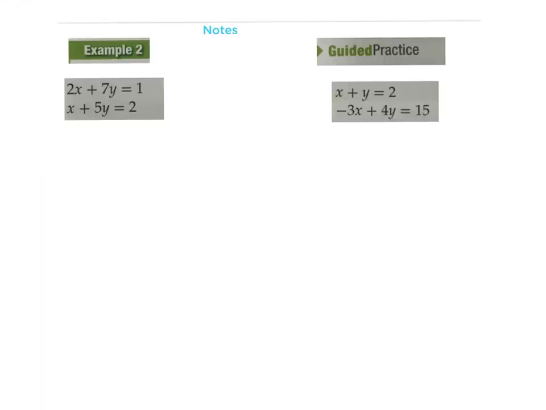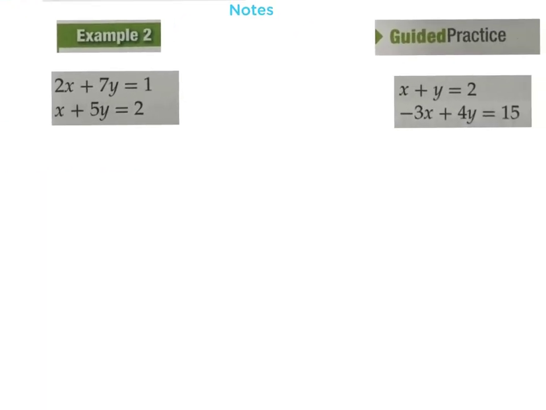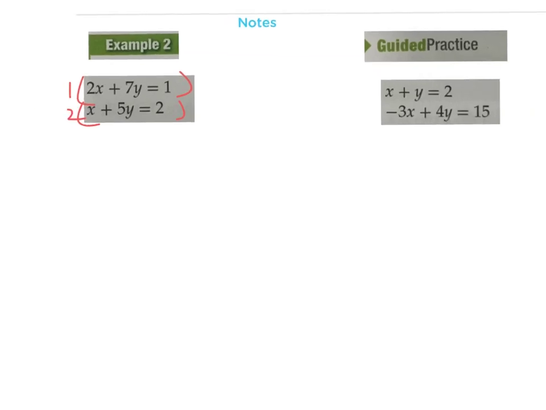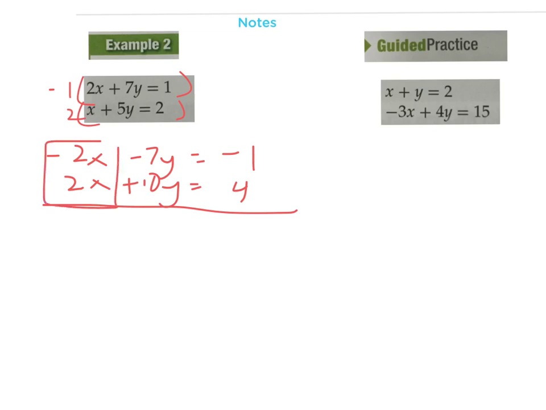Other examples of the multiplication property: I'm going to just multiply by what's in front of the x, which is a 1. Multiply what's in front of the x, which is a 2. I make one of them negative. I always make the top negative. So that gives me a negative 2x minus 7y equals negative 1. 2x on the bottom plus 10y equals 4, and now I add. And these two will always go to 0. And so when I add, I get 3y equals 3, so y equals 1.